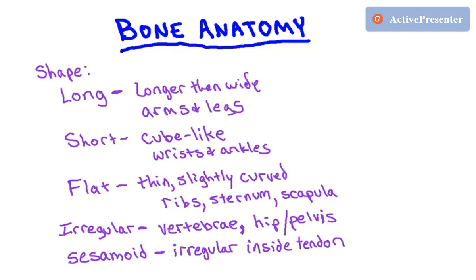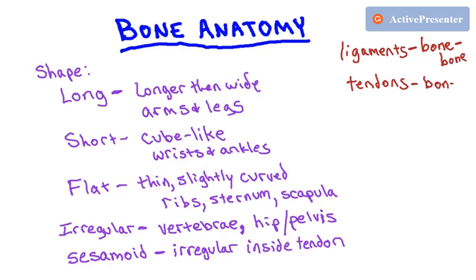Now, what's a tendon? So there are ligaments and tendons. And ligaments attach bone to bone. Tendons, however, attach bone to muscle. And tendons are actually a part of your musculature. And you'll learn more about that when you study the muscles.